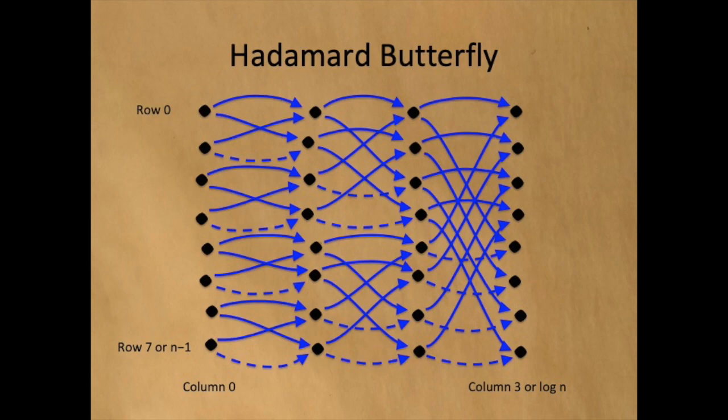The left column will be column 0 and the right column will be column 3. The top row is row 0, the bottom row is row 7. In general, columns will be numbered from 0 to log n, and rows will be numbered from 0 to n minus 1. All indices throughout this video will use a numbering related to this diagram.